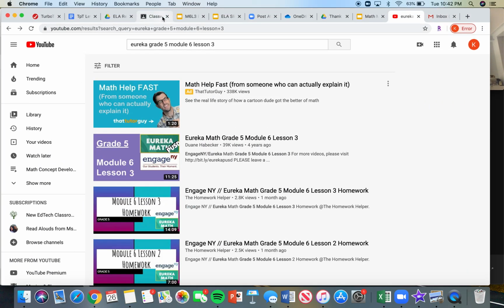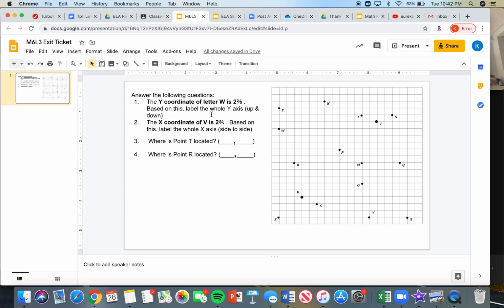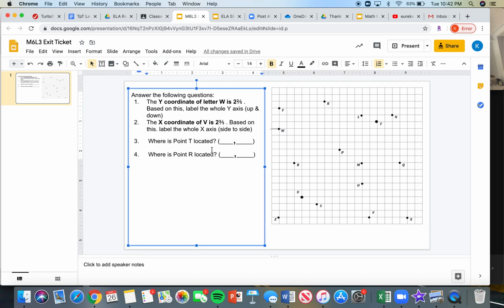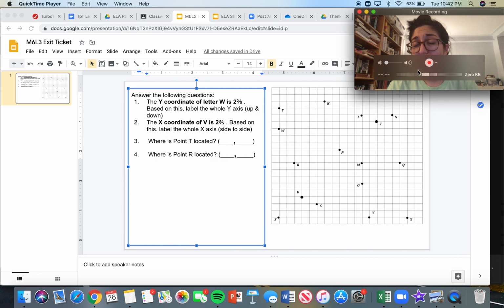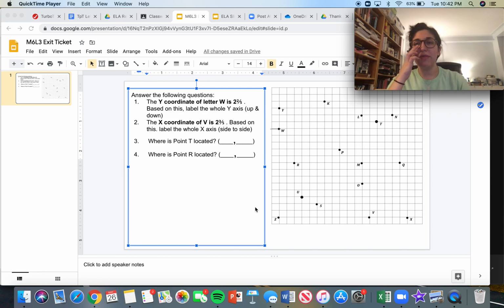If you look at your exit ticket here, and this is a little sneak peek into your exit ticket, it says the y coordinate of letter W, that's this one, is 2 2/5. That means that this one right here is 2 2/5, which means that this would be 2 1/5, which would mean this is 2, which would mean this is 1 4/5, and so on and so forth. Although this might actually be 3 2/5. I do need to double check that. But regardless of that, you need to make sure that you are using the right value for each line.